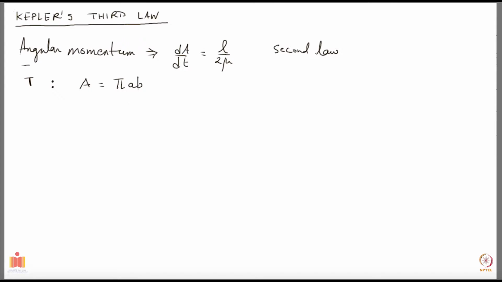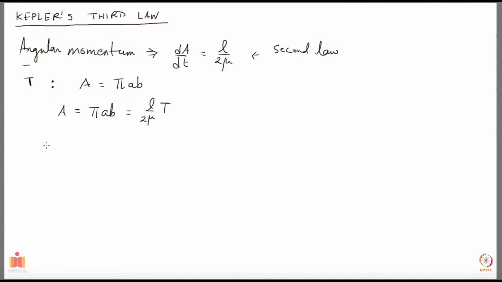So in this time T, this much area will be covered, and if you use your second law here and integrate this equation, you will get A equal to L over 2 mu times T. I've just done an integral.